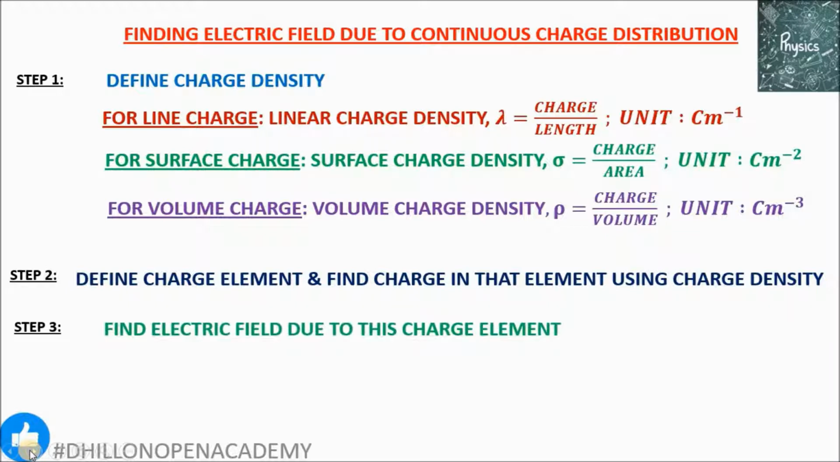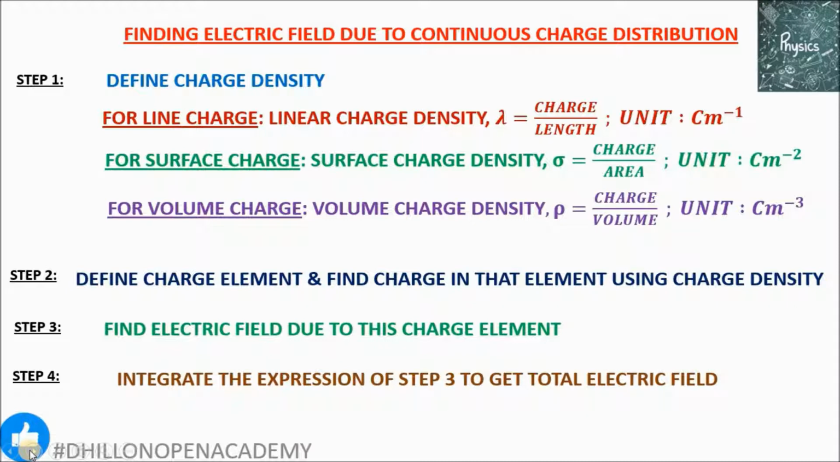In the third step, we find the electric field due to this charge element, and in the last step we integrate the expression from the third step in order to get the total electric field. So how are we actually going to find the electric field by following these steps?